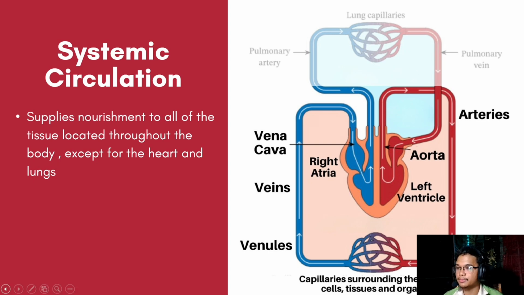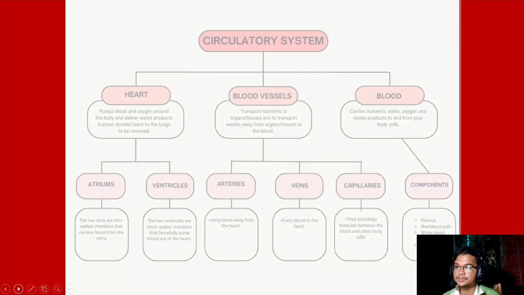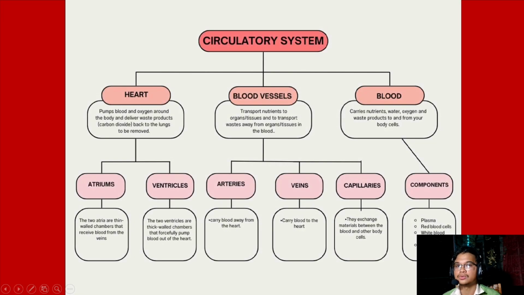Okay, so to summarize it all, here we have two concept maps. The first concept map is regarding the whole circulatory system. We have the heart, blood vessels, blood, and their function. First we have the heart. The heart's function is to pump blood and oxygen around the body and deliver waste products like carbon dioxide back to the lungs to be removed.